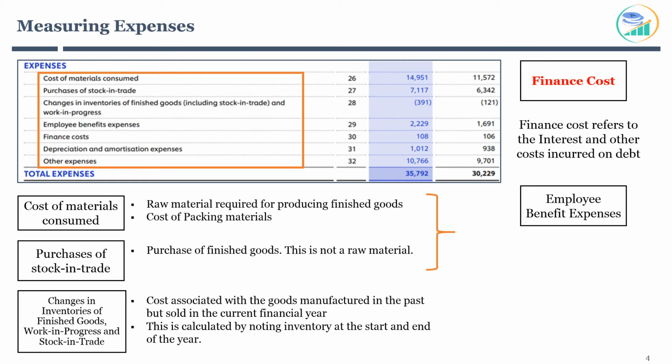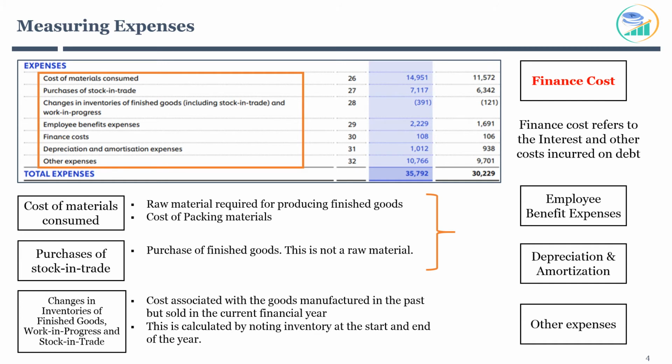The next line item is depreciation and amortization. I will explain it in the next slide. The last line item on the expense side is other expenses. All expenses which do not fall under the previously discussed line items are booked under other expenses.